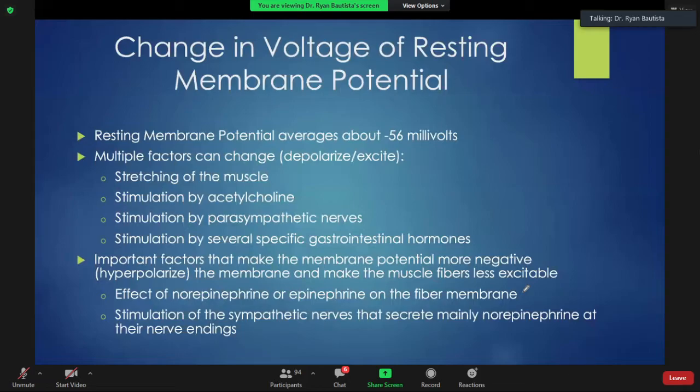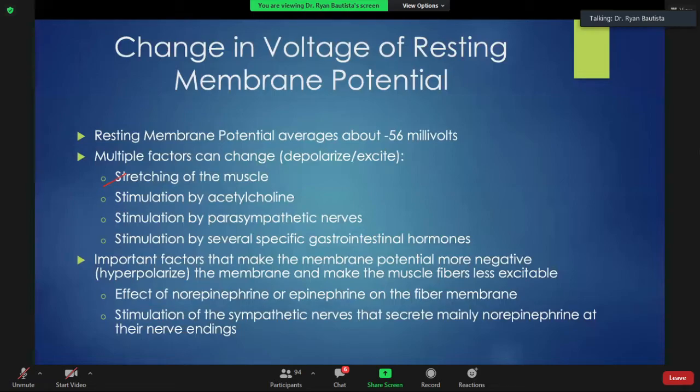So what are those? Stretching of the muscles in your GI tract. May I ask, my dear students, what can stretch the muscles of your GI tract? Food. Food, very good. Depending on the food, right?